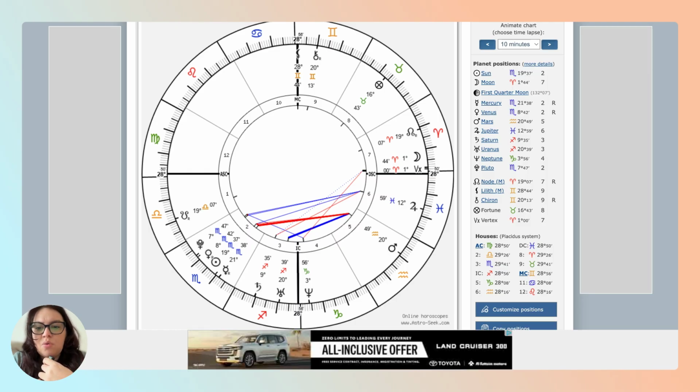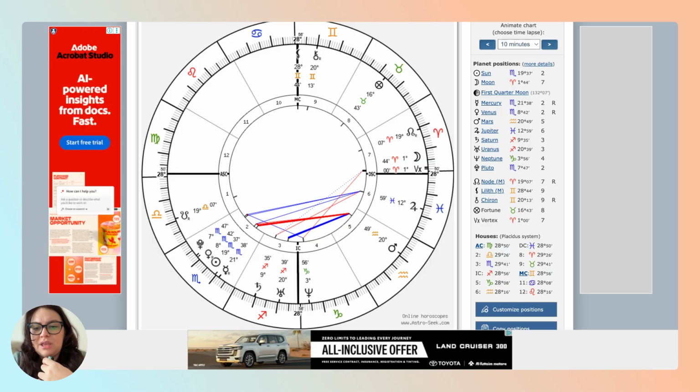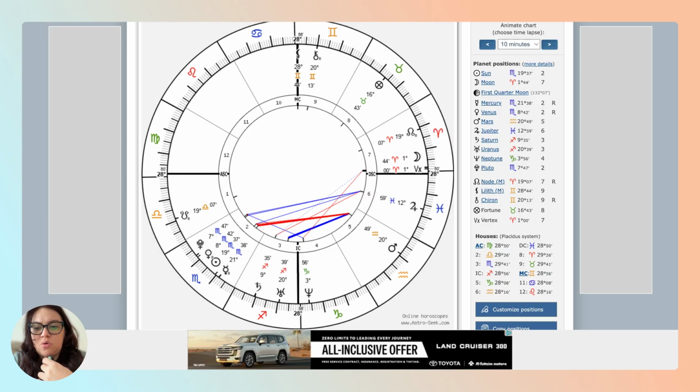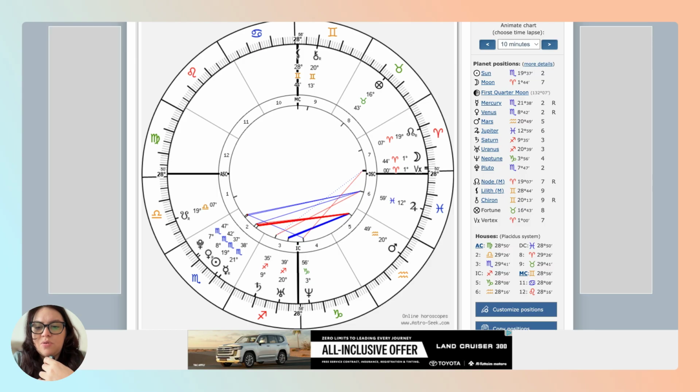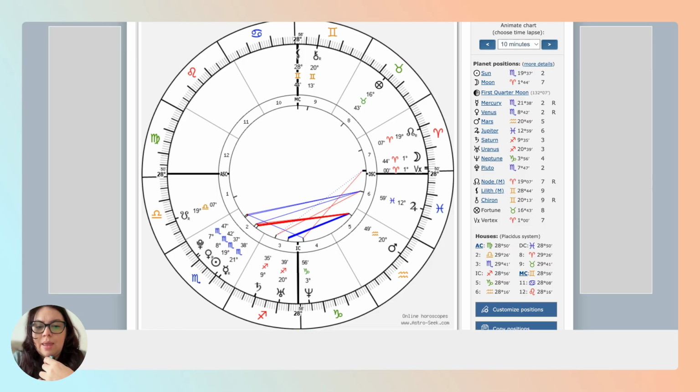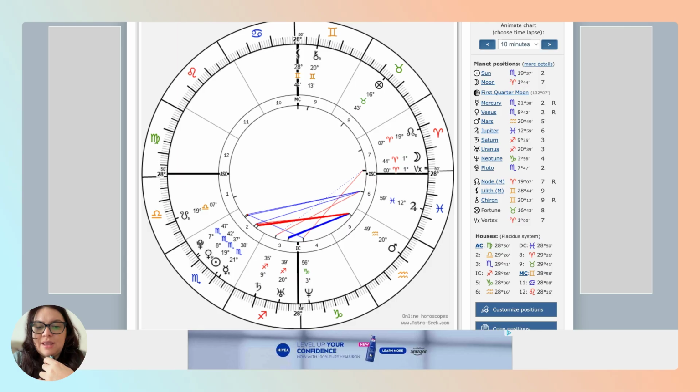So if you see here, where is the Sun? It is in Scorpio, in house 2. Where is the Moon? In Aries, in house 7. Where is Mercury? In Scorpio, in house 2. Venus in Scorpio, in house 2. Mars in Aquarius, in house 5.